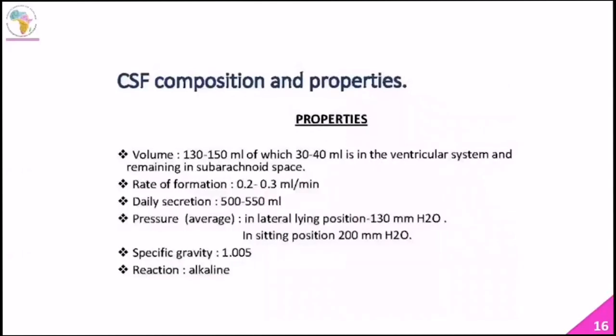For the composition and properties of the cerebrospinal fluid, we can see here there is a volume of 130 to 150 milliliters, of which 30 to 40 milliliters is in the ventricular system, and the remaining is in the subarachnoid space. We have a rate of formation which is 0.2 to 0.3 milliliters per minute. We have a daily secretion of 500 to 550 milliliters. Pressure on average is about 130 millimeters in the lateral line position, and in the sitting position, we'll have up to 200. Specific gravity can go up to 1.05, and the reaction is mostly alkaline.